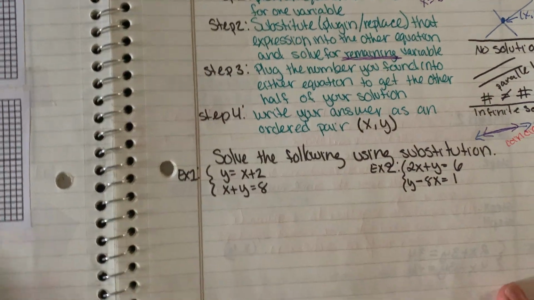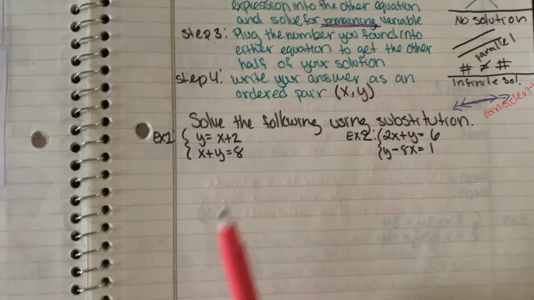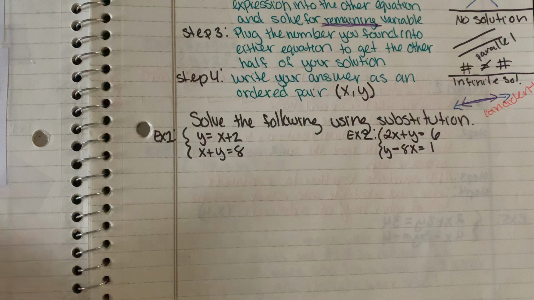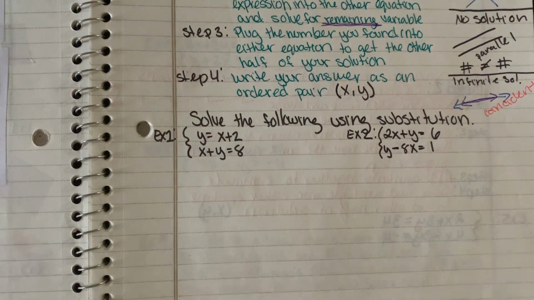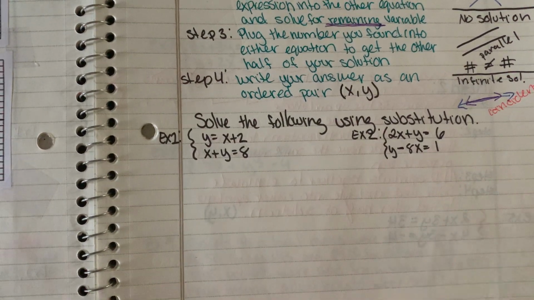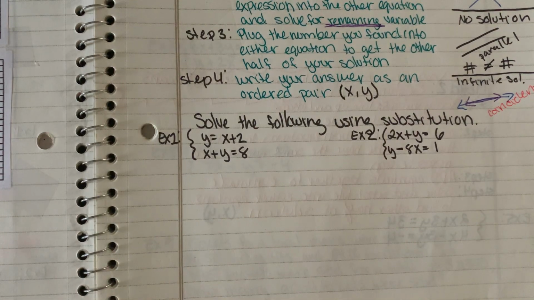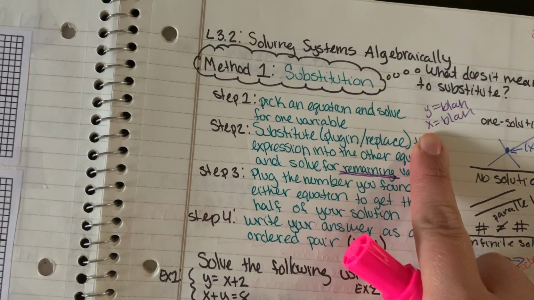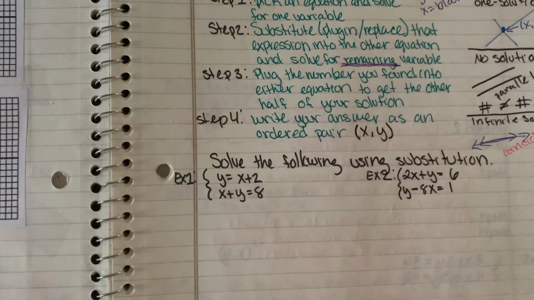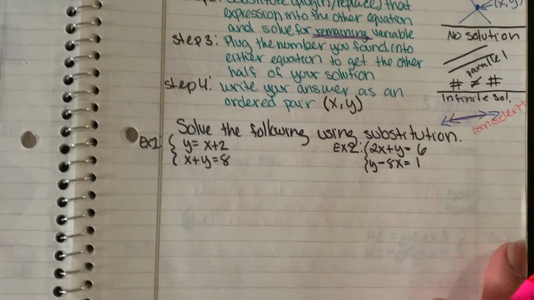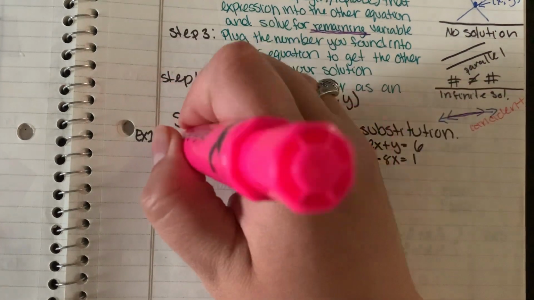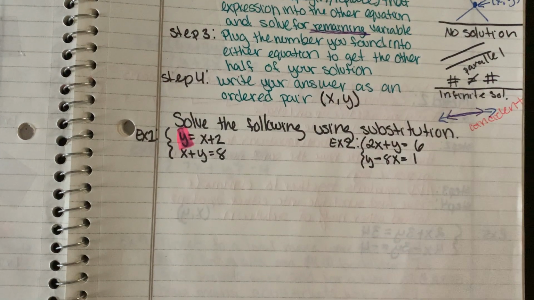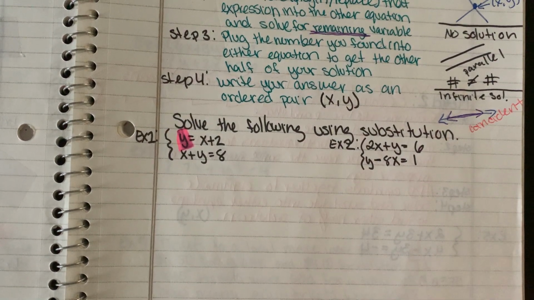For number one, we can see that we have y equals x plus 2, x plus y equals 8. Okay, so step one, you want to be able to see if you have an isolated variable. By isolated, remember we have to have y equals blah or x equals blah or whatever variable. If we have z, it could be z equals blah. It's not just going to be limited to x and y. So here we can see that y is completely isolated. It's y equals blah, okay?